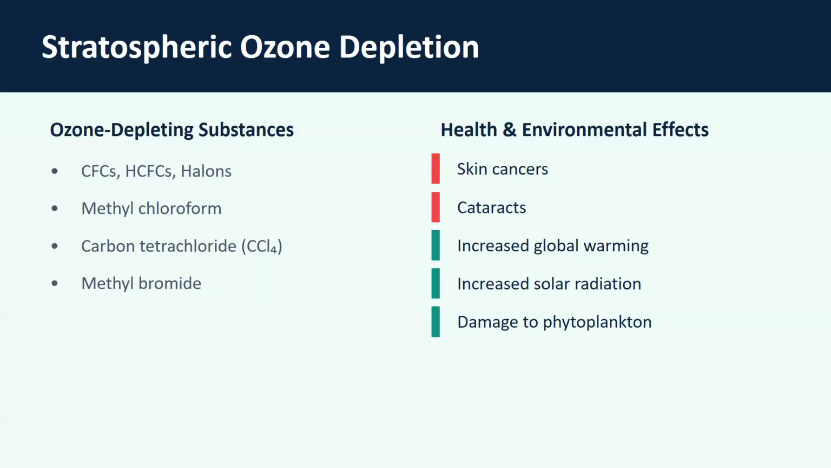Stratospheric ozone depletion: the substances which are depleting ozone include chlorofluorocarbons and hydrochlorofluorocarbons, halogens, methyl chloroform, carbon tetrachloride, and methyl bromide. The health and environmental effects of these chemicals are skin cancers, cataracts, increased global warming, increased solar radiation, and damage to phytoplankton.